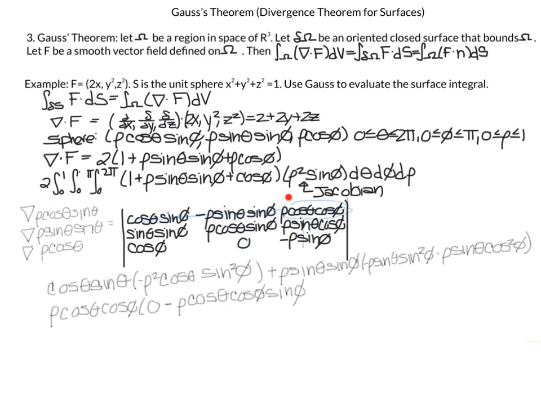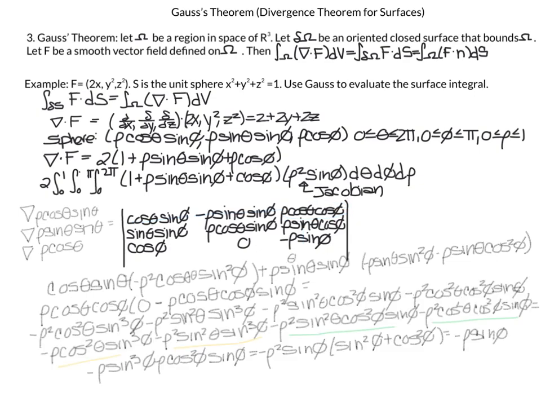And for my last term, I take the last element of the first row, that's going to be my coefficient, rho cosine theta cosine phi. To get the matrix, I take the determinant of, since this is on the top row, I cross out the top row. Since it's in the third column, I cross out the third column, and I'm left with this matrix. Here I have a 0, and then minus my rho cosine theta cosine phi sine phi.